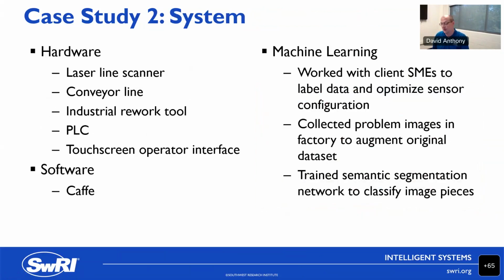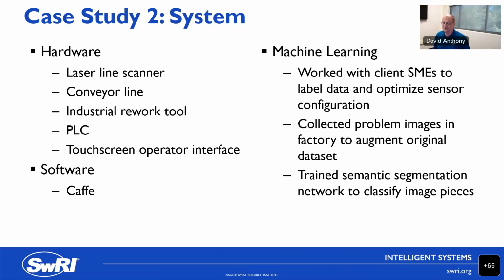What they were working with was a laser line scanner, an industrial rework tool, and this fairly complete industrial system, PLC for safety, an operator, and a conveyor line. This was once again a 2017 era project with CAFE. And we really took a lot of things we learned from that earlier industrial inspection project and applied it here. Right from the get-go, we worked with their subject matter experts to better label the data, and make sure that our data set reflected what we were going to see in the real world.